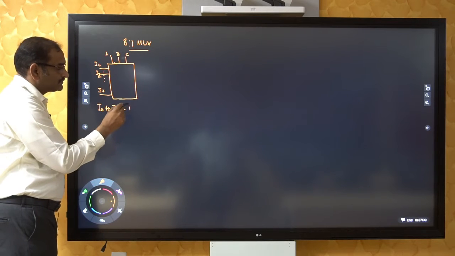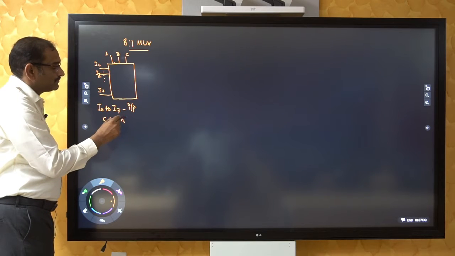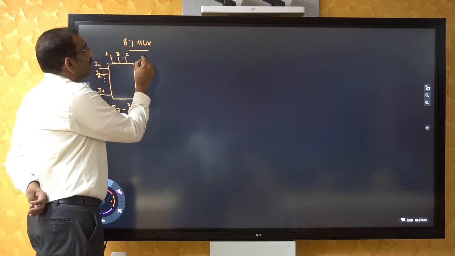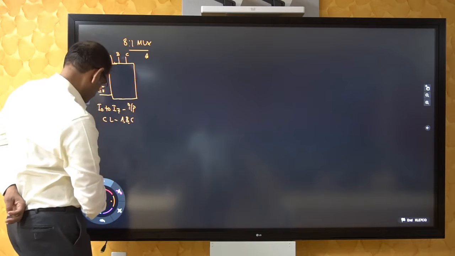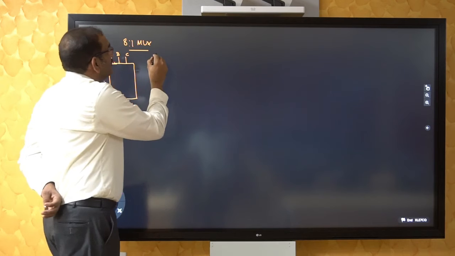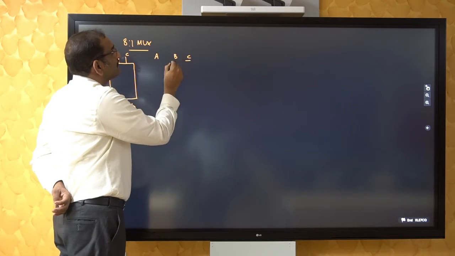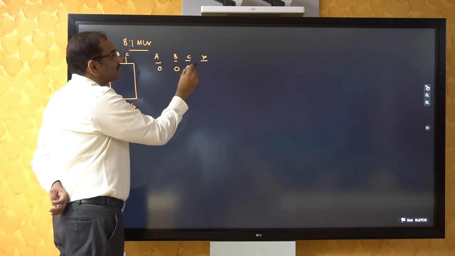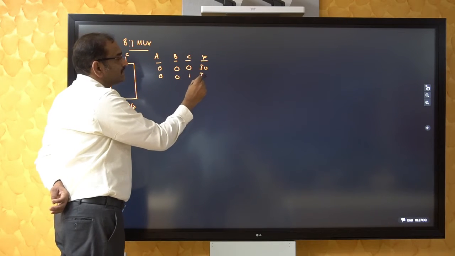and inputs. Control lines are A, B, C. If the inputs can be written as A, B and C, this is my Y output. When the input combination is 0, 0, 0, I0 is selected. 0, 0, 1, I1 is selected.